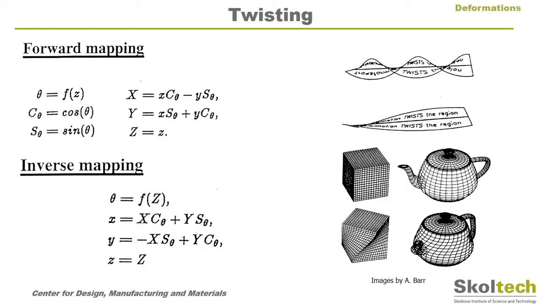Twisting is a general form of rotation. You can think of it as a rotation about an axis with angle of rotation changing along this axis. It's reflected in the expression for angle theta equals function of z coordinate. Examples show a cube and teapot twisted. Also, operations for forward mapping and inverse mapping, which are used in different shape representations, are represented on this slide.